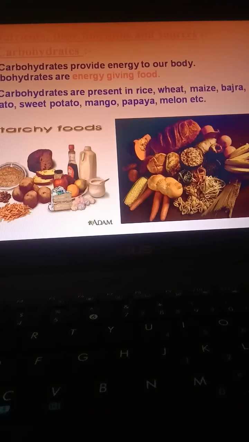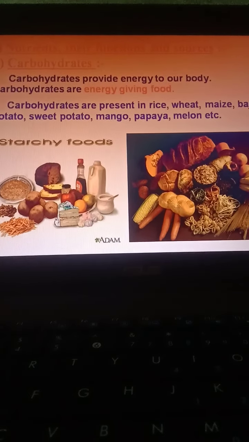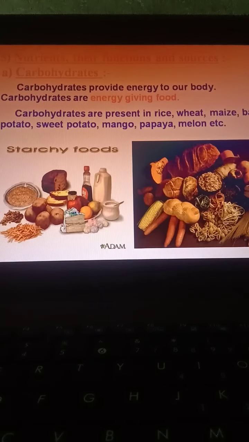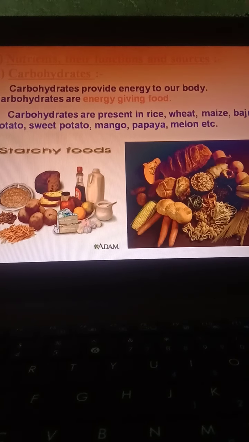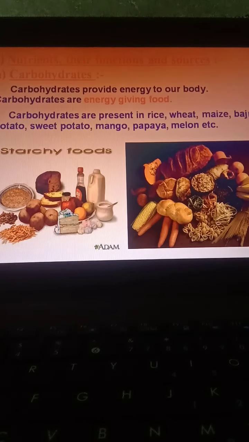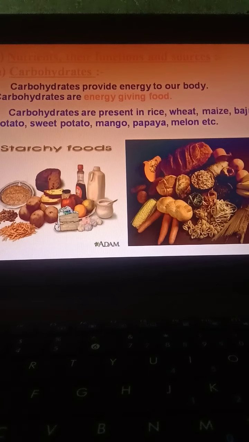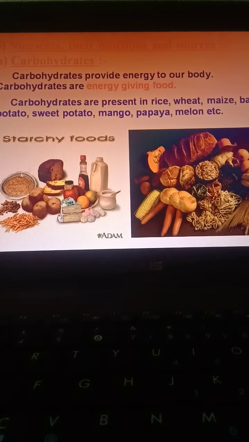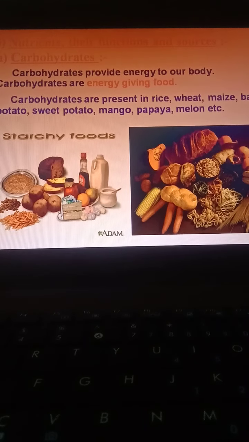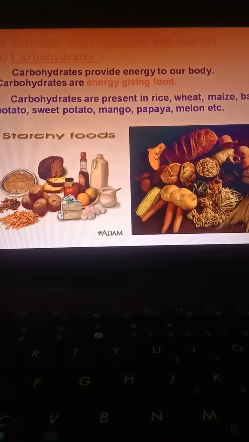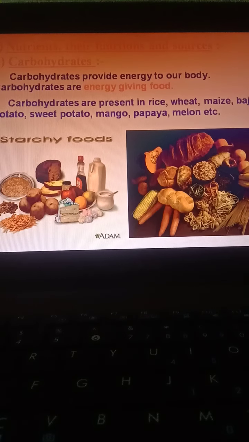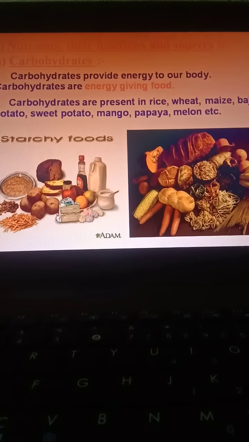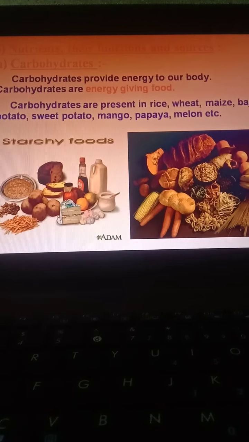Now these nutrients, their function and sources. First one is carbohydrates. Main nutrients: carbohydrate, vitamin, protein, fats, minerals, dietary fibers and water. Carbohydrates are energy giving food. They provide energy to our body. For your daily life activity, you are running, you are reading, you are skipping, all these activities need energy. The energy we get mainly from carbohydrates, and we get carbohydrates from rice, wheat, maize, sweet potato, mango, papaya, etc.